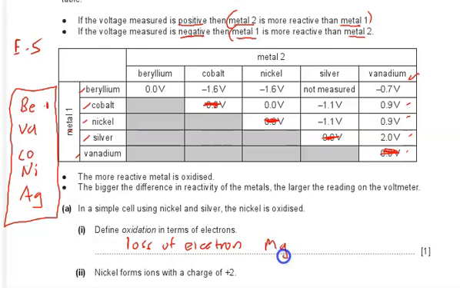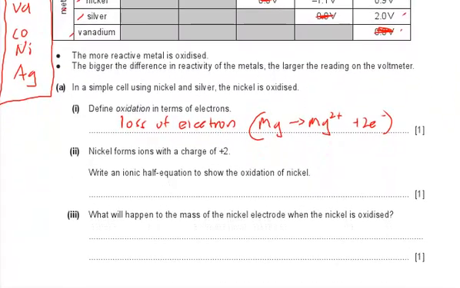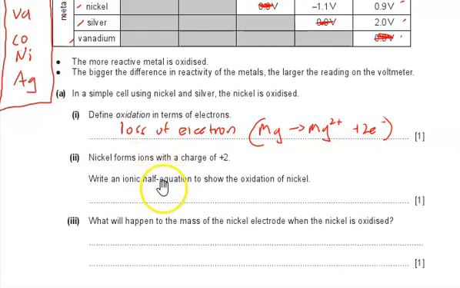Like for example, Mg to Mg2+ with 2 electrons. So this is an oxidation because they lose electrons. This is an example. Okay, so now let us move on with the next one. Nickel forms an ion with charge 2 positive. Nickel 2 positive is similar to magnesium, so we just have to write it down. Nickel 2 positive. It lost 2 electrons.